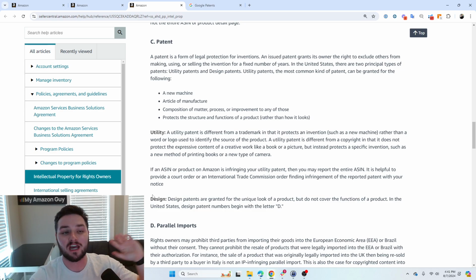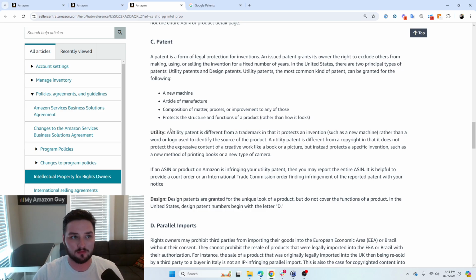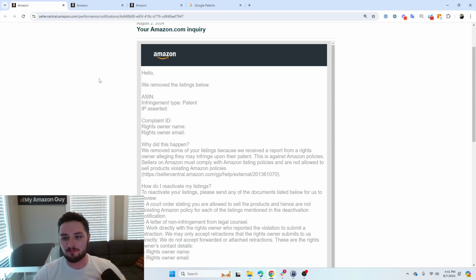So, with that out of the way, how do you actually know what a patent is and what it covers? Well, typically speaking, when Amazon hits you with a patent claim such as this one, you can see a couple of things. They'll give you the ASINs that they have removed and the reason behind them. I've removed them from here for anonymity's purposes. And then the IP asserted.